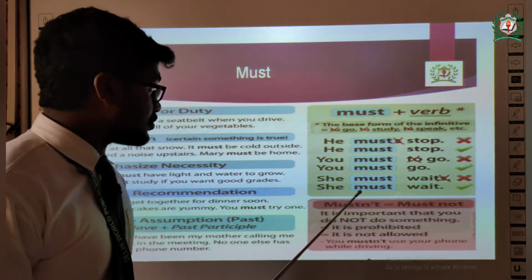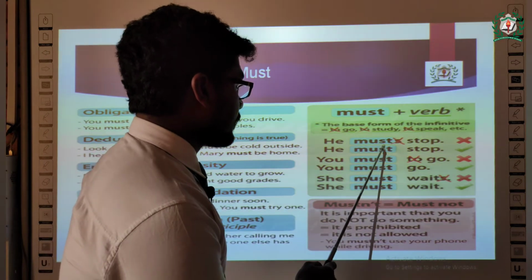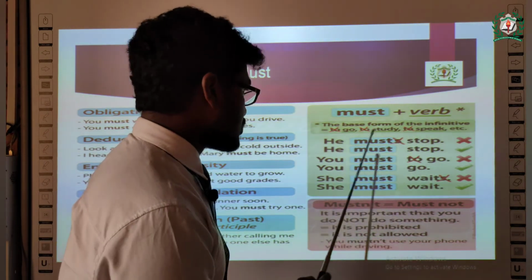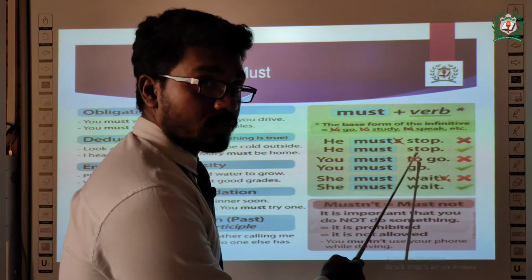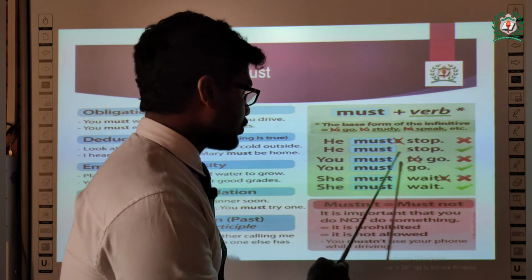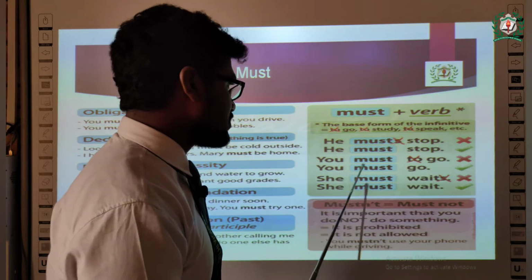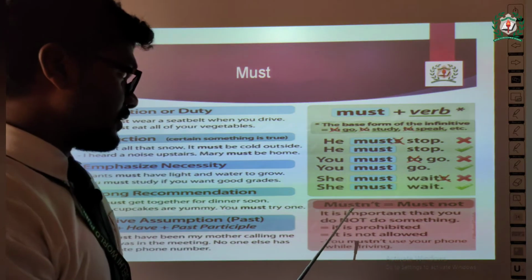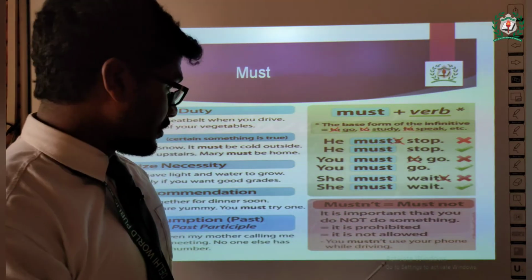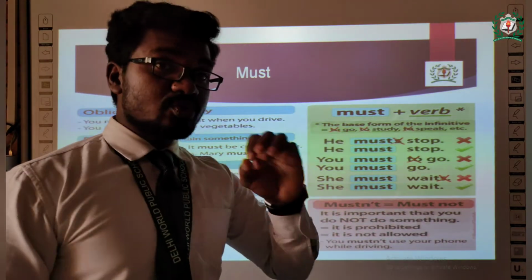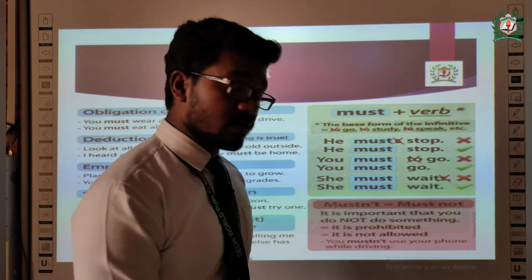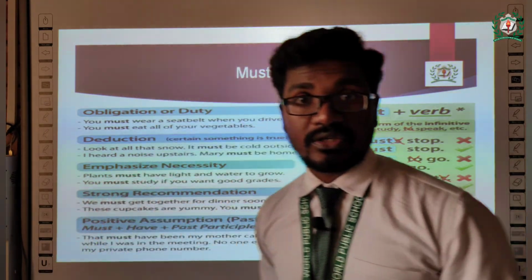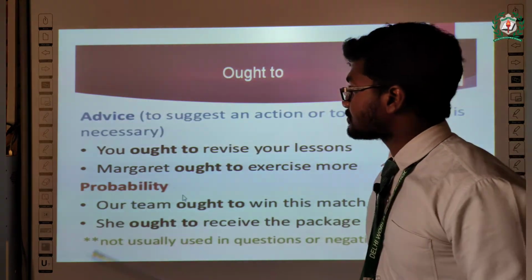Now, where we have to use he must, here s should not be there. He must stop. Not, you must to go. After must, we should not use to. You must go. She must wait. S should not be there. Mustn't, that is must not. So when you should not do something, that is which is not allowed or which is prohibited, in that case you can use mustn't.